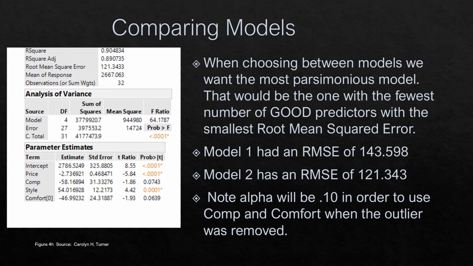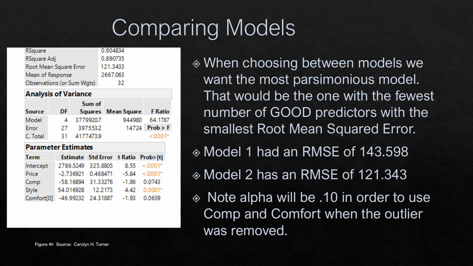When I go to compare models, if I said which model does the best job of predicting y, look at your root mean square error up under summary of fit, and you find 121.34 in this model. If model 1 had a root mean squared error of 143, then model 2 would be the better model. It has a smaller root mean squared error. Think of it like this. If error is bad, you want to make a smaller amount of errors.